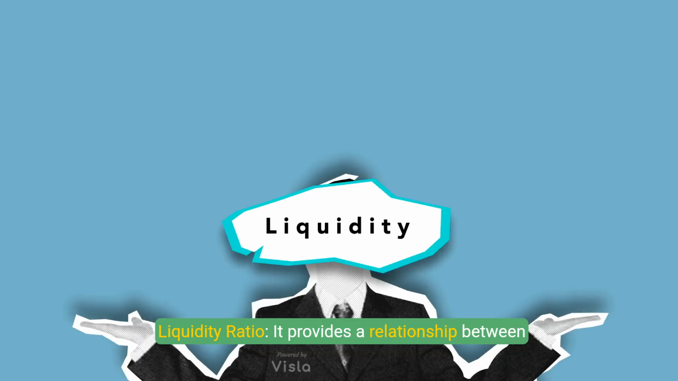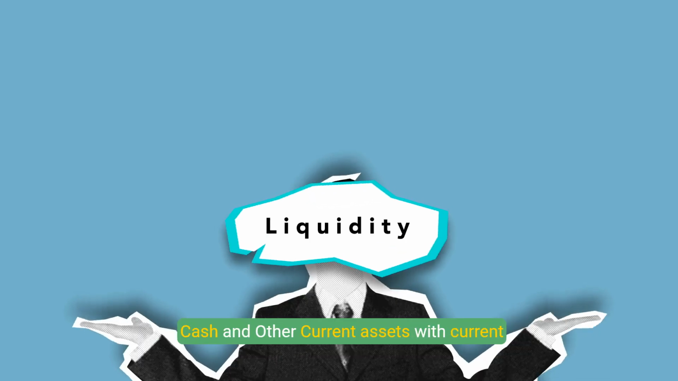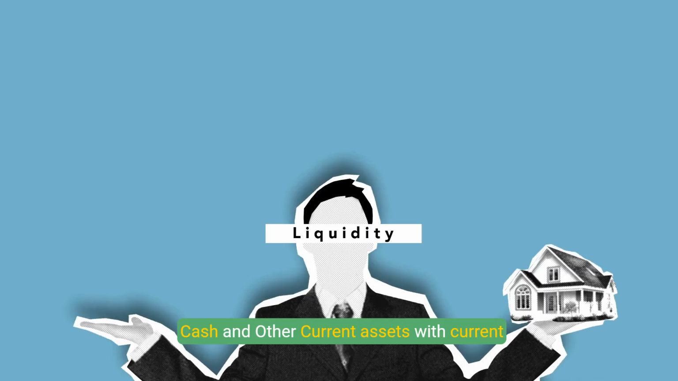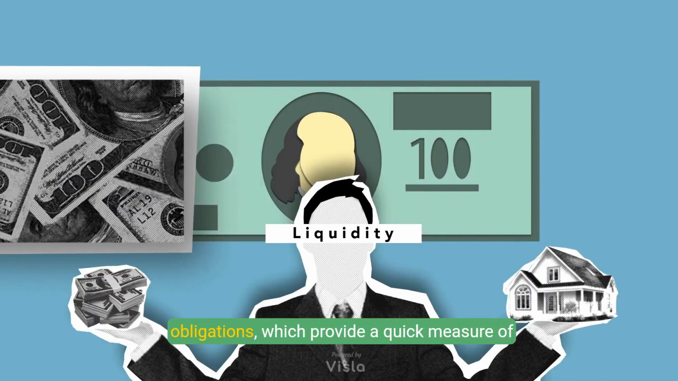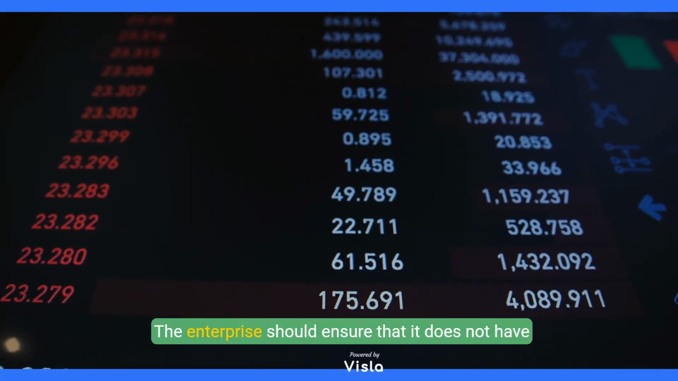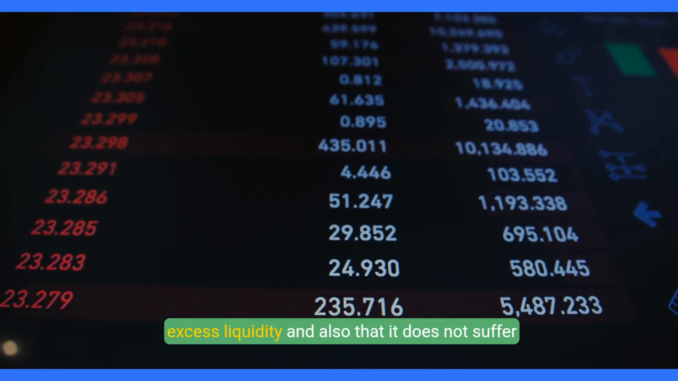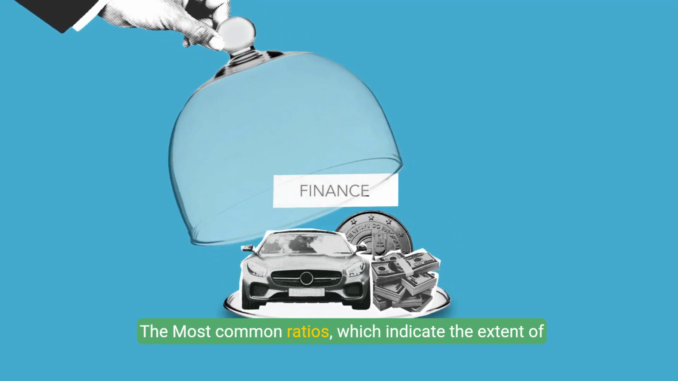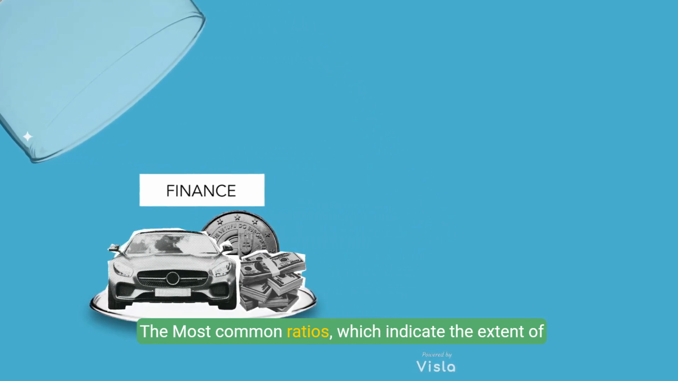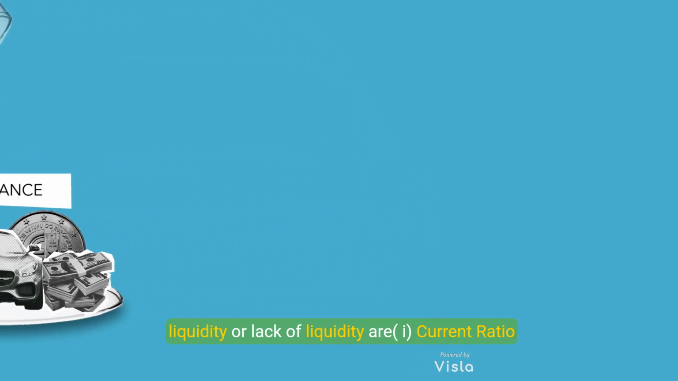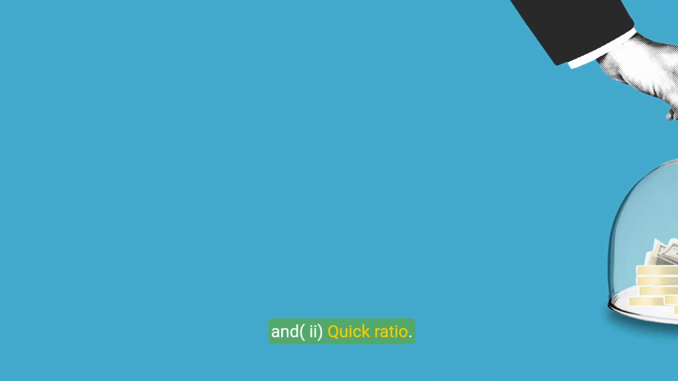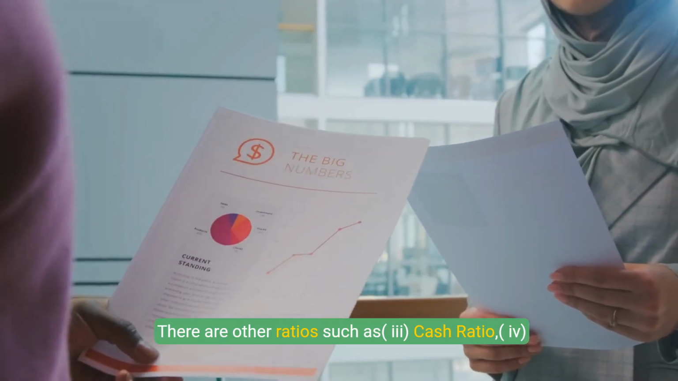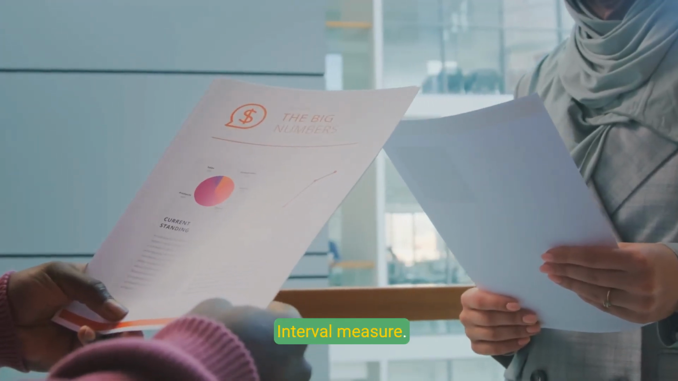Liquidity ratio. It provides a relationship between cash and other current assets with current obligations, which provide a quick measure of liquidity. The enterprise should ensure that it does not have excess liquidity and also that it does not suffer from lack of liquidity. The most common ratios, which indicate the extent of liquidity or lack of liquidity, are current ratio and quick ratio. There are other ratios such as cash ratio and interval measure.